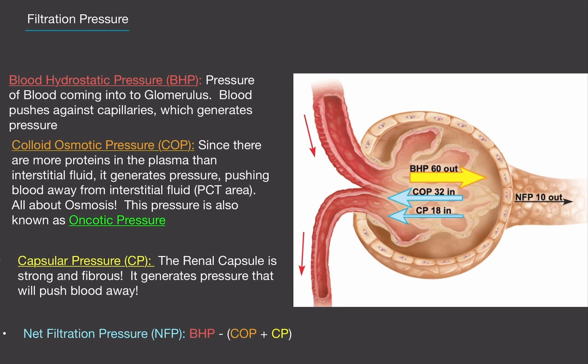Now, colloid osmotic pressure, also known as oncotic pressure, is the pressure generated by proteins. So this is all about osmosis. There are more proteins in the blood plasma than the interstitial fluid. The interstitial fluid is this space around here. Because remember, proteins cannot be filtered, so they stay in the plasma. Well, by the process of osmosis, water likes to go where there's a high concentration of solutes.